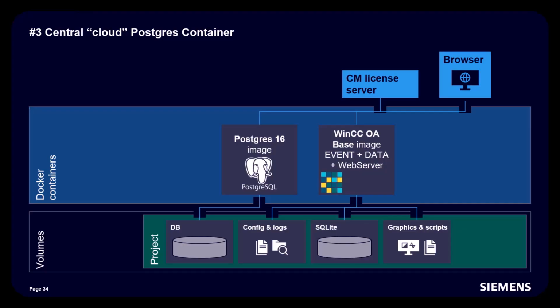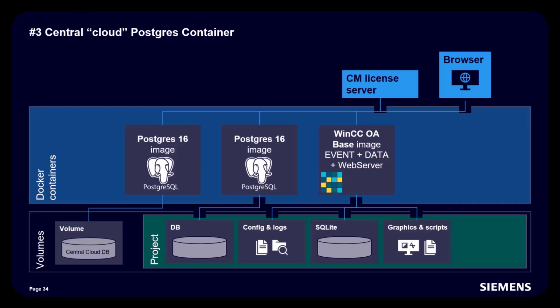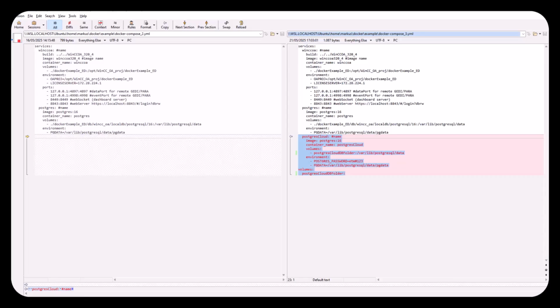Our remote Postgres is running. Now let's add another central Postgres instance. This could be located somewhere else, for example in the cloud. We create a new service Postgres Cloud and define a dedicated volume.